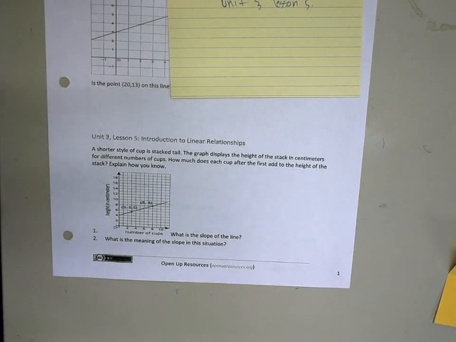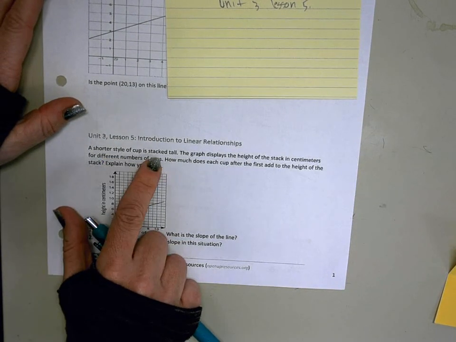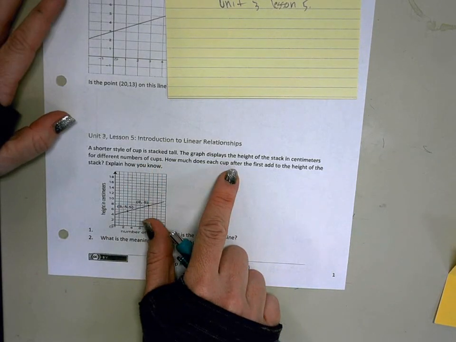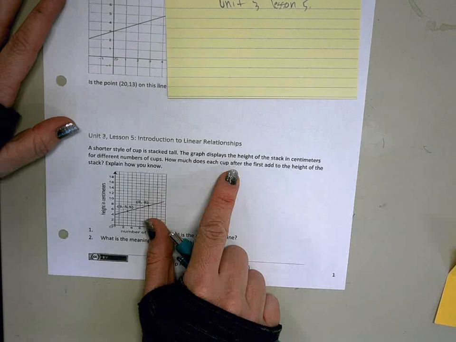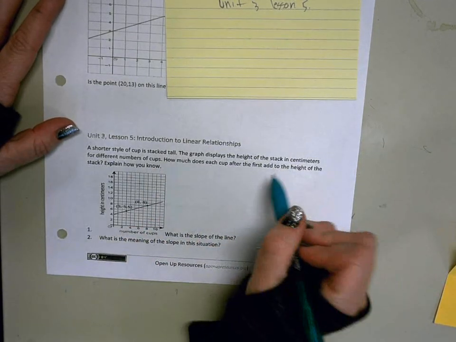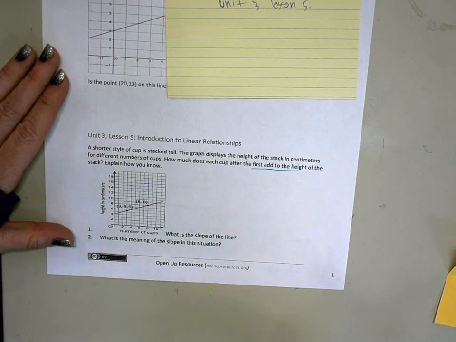We talked today about examples of stacking cups and how we can look at that as a linear relationship, but that is not proportional. So if we have a shorter style of cup being stacked, they mean compared to the one we had in class today. This graph displays the height of the stack in centimeters for a different number of cups. How much does each cup after the first add to the height of the stack, and explain how you know.